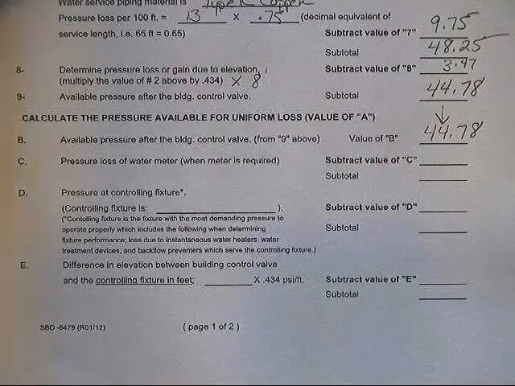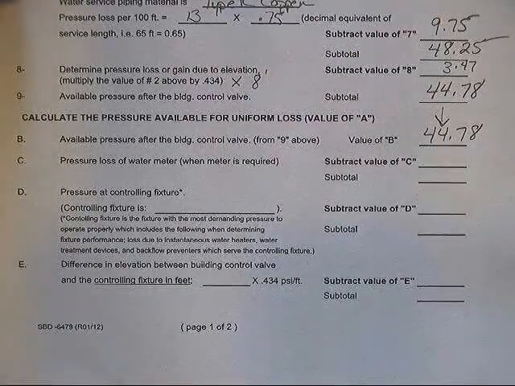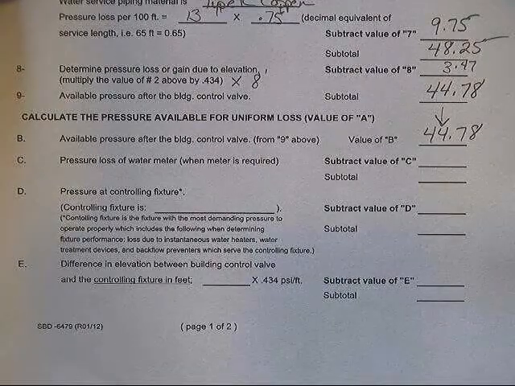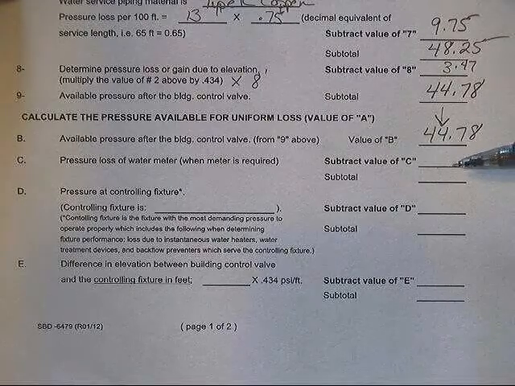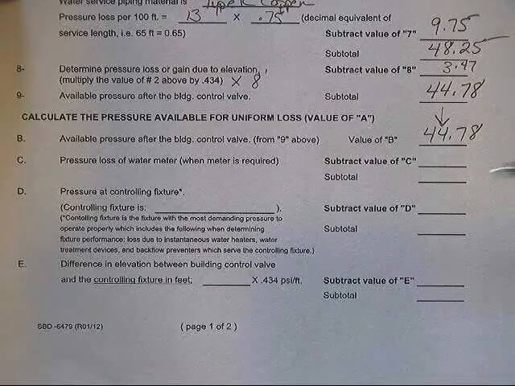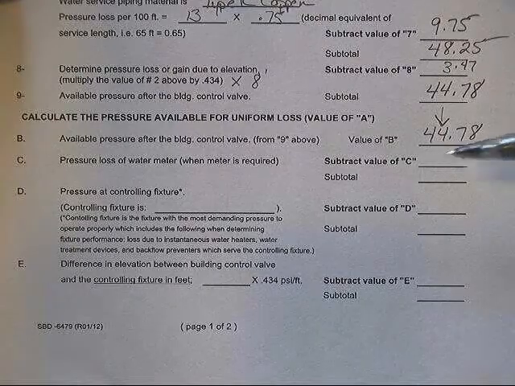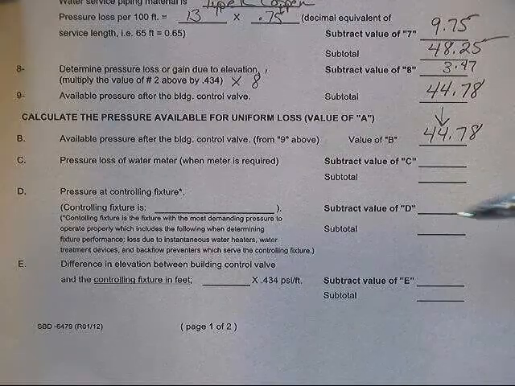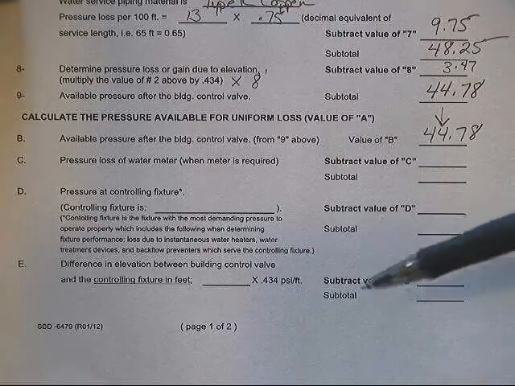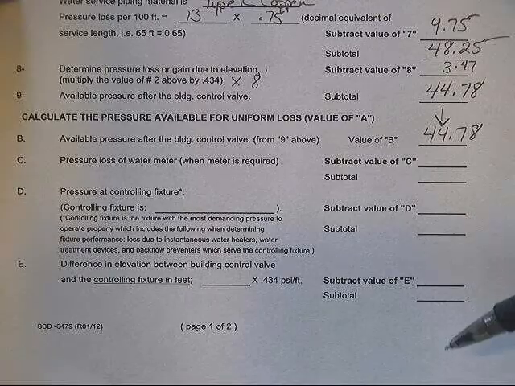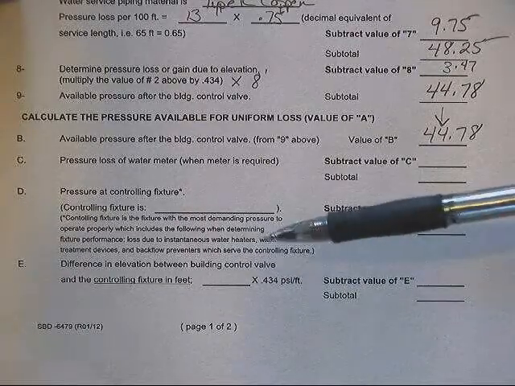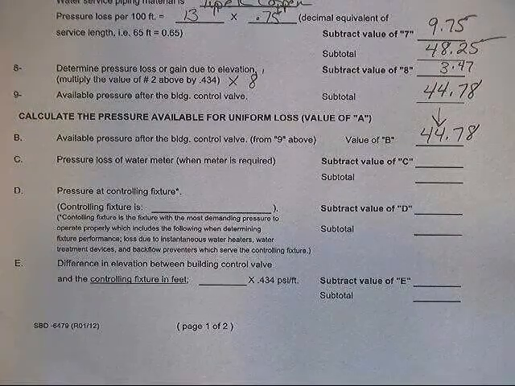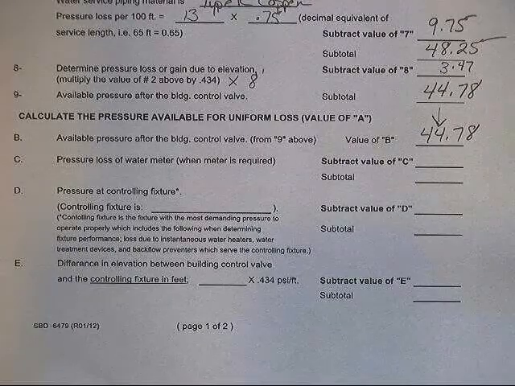Okay, in this activity, we are going to take the available pressure that we have at the building control valve, and then subtract the pressure loss that's going to occur in the water meter. We'll also subtract the pressure required at our controlling fixture, and then to round out the front page of this calculation worksheet, we're also going to take into consideration the pressure loss due to elevation between the building control valve and the controlling fixture in feet.